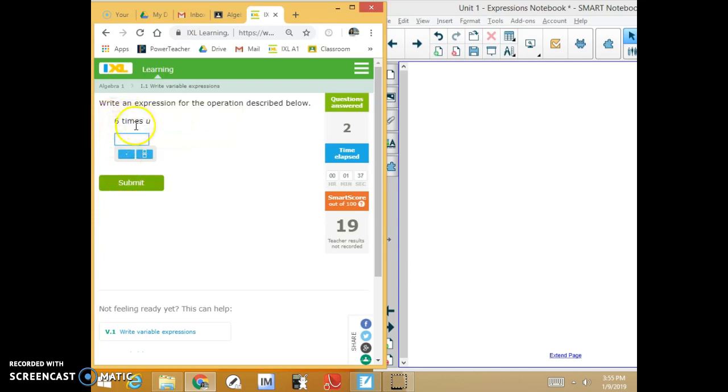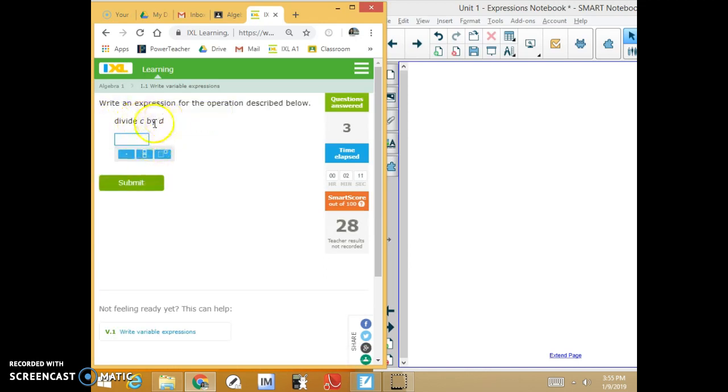6 times u. So as I said before, we could use this dot. I'm actually not going to use it this time. I'm just going to do 6 directly next to the variable u, which means it's understood that there's multiplication going on between 6 and u. So go ahead and click submit. 6 times u. I could also write it as u times 6, but math grammar says that I should put the number first and then the variable.